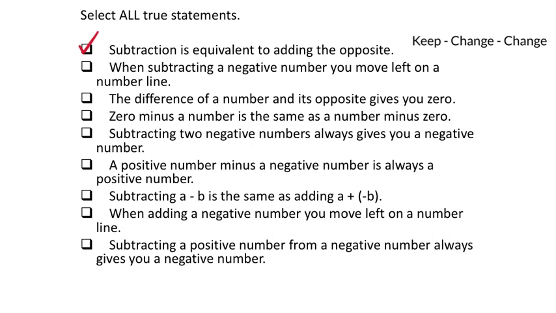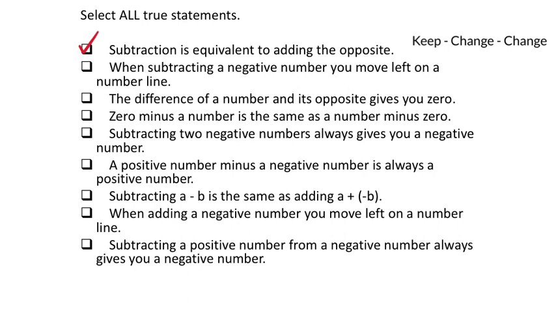Next, when subtracting a negative number, you move left on a number line. No, subtracting a negative is the same as adding a positive, or just like minus negative means that we're going to change the operation to plus, which means you would go to the right. So this one is false. We will leave it blank.